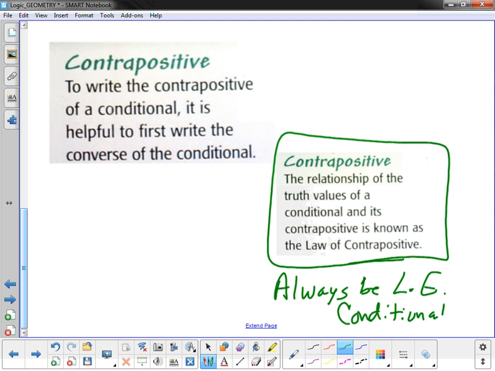The contrapositive and the original conditional will always be logically equivalent. They have to be. It's the idea behind that. And that's what this law of contrapositives means.